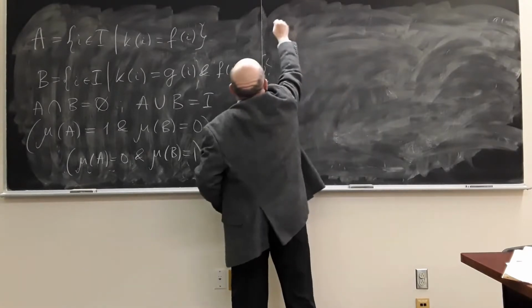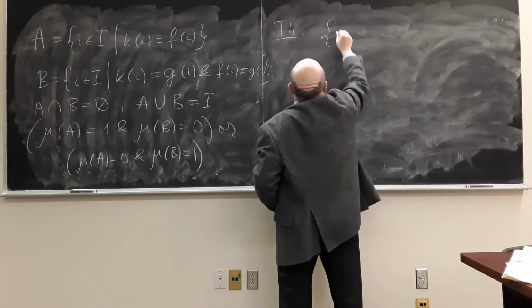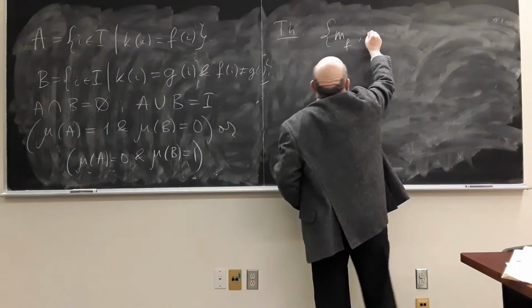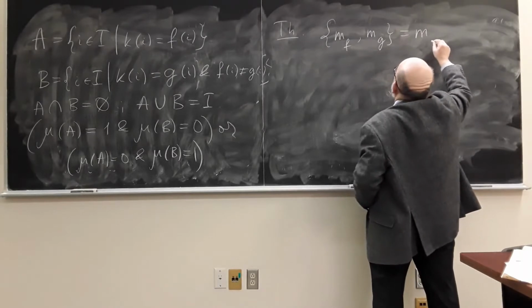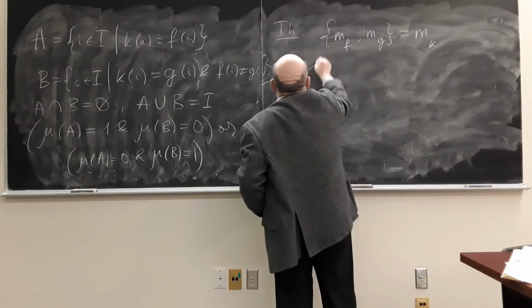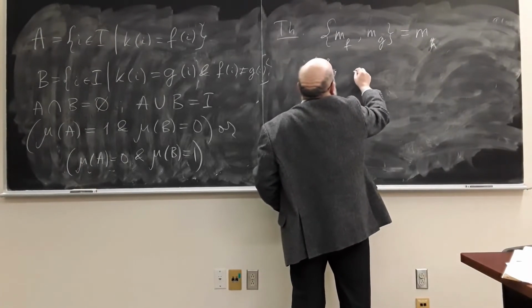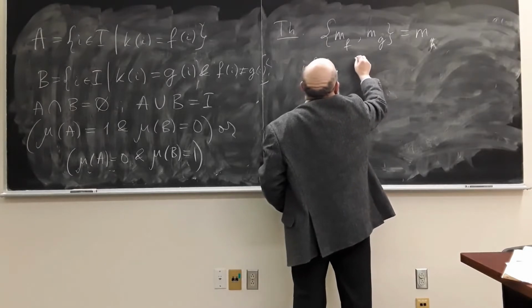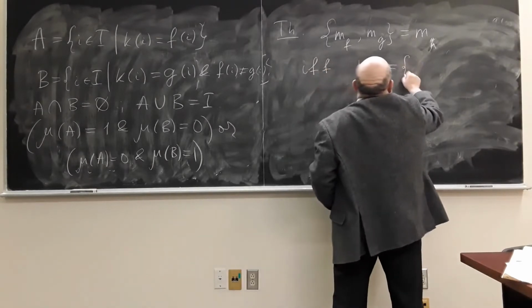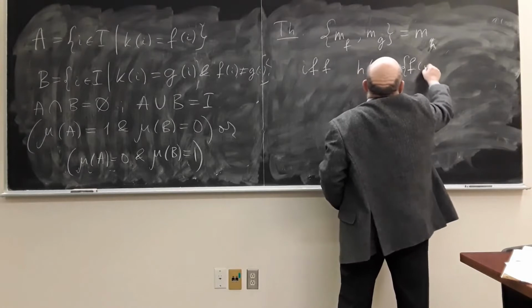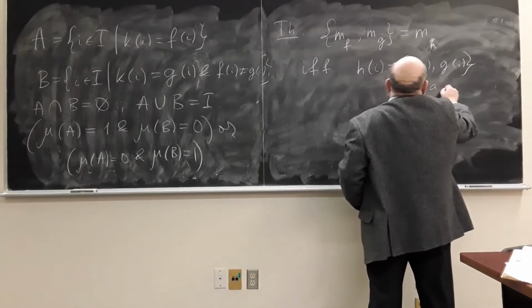So the theorem is again that the pair mF, mG equals mH if and only if H of I equals the pair F of I, G of I for almost all I.